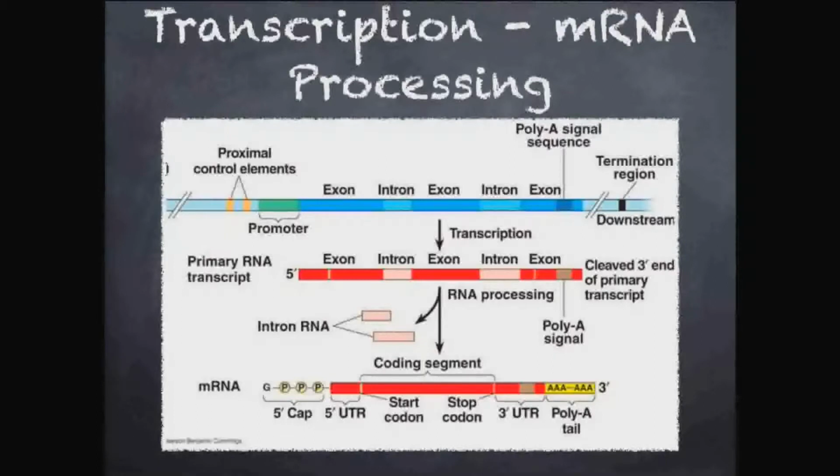And the reason we do that is to protect it. So right here is a cap, kind of like the ends of a shoelace. It protects the middle of the shoelace. It protects the mRNA. And then this post-processing mRNA can leave the nucleus and go to where it needs to go.